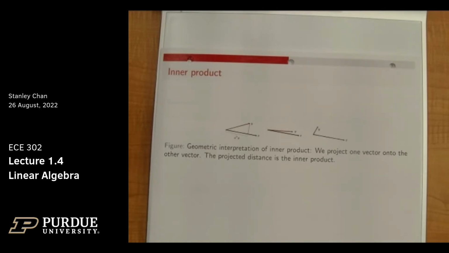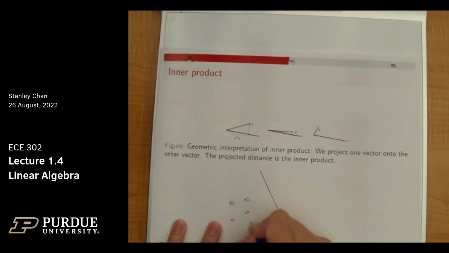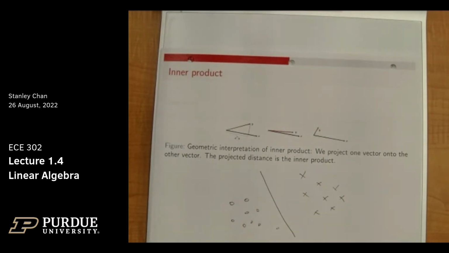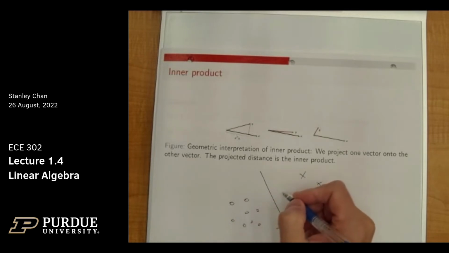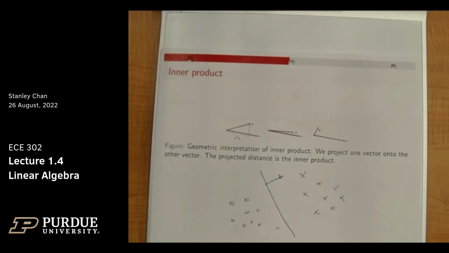This is extremely useful. Let's say I have data sets like this. Okay? Class 1 and class 2, they're on two sides of my decision boundary. And let's say this is my candidate decision boundary. This is my vector, one vector. A decision boundary can be represented by a vector. That's called a normal vector.